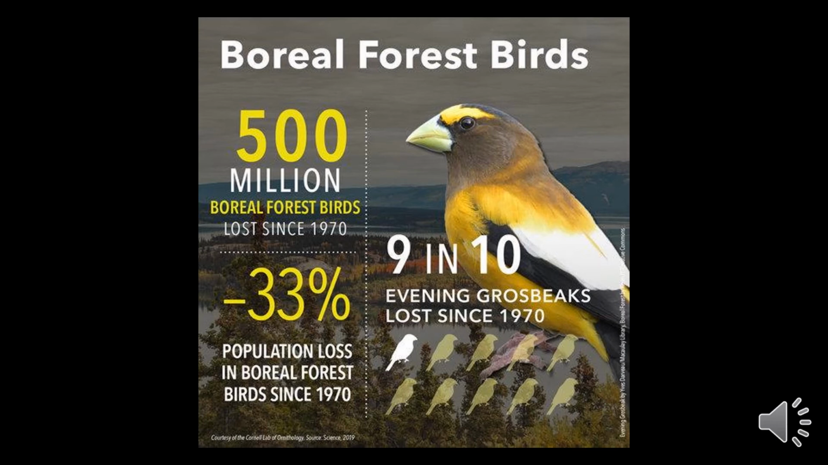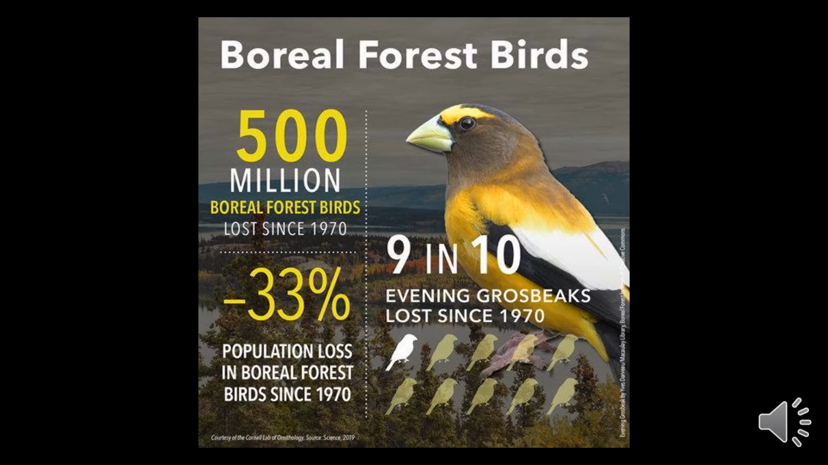Boreal forest birds also are declining at a rapid rate, 33% missing. And look at that, grosbeaks, which is a member of this category, 9 in 10 gone. I know I see them at my bird feeder to this day, but you're right, there are fewer of them. So our summers are getting more quiet, our songbirds are disappearing.